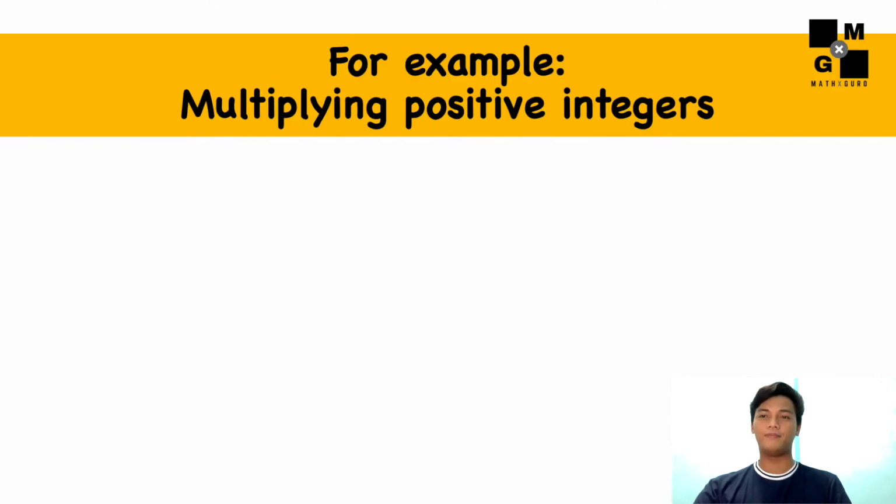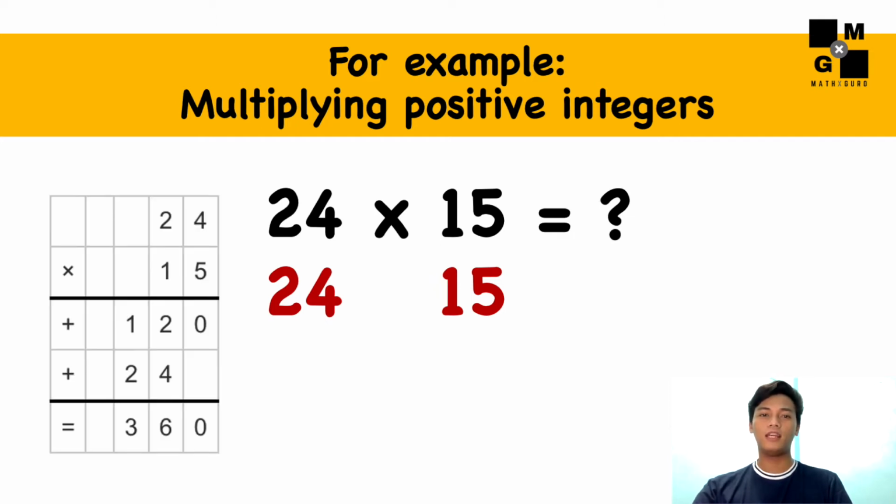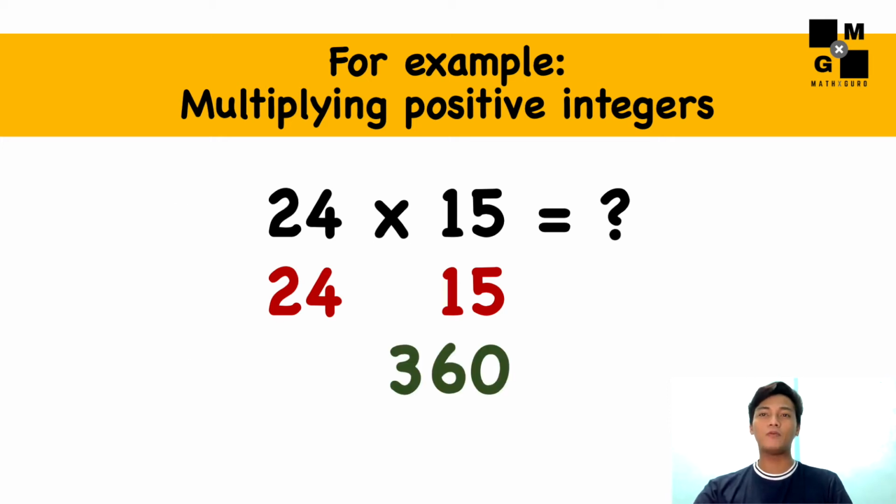For example, multiplying positive integers. 24 times 15 is get the absolute value of the given numbers. So in here, you will have 24 and 15. Then multiply 24 and 15, you will get an answer of 360. So since we are multiplying with same signs, the final answer will be positive 360.